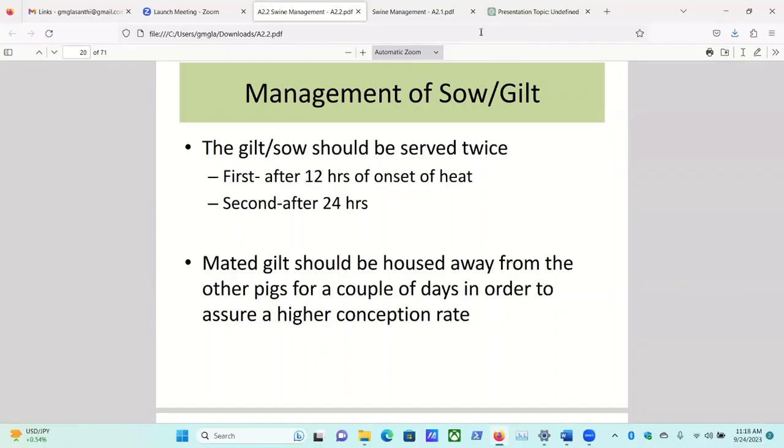So you can do the second one 24 hours after the first one. Sorry, 24 hours after the heat.